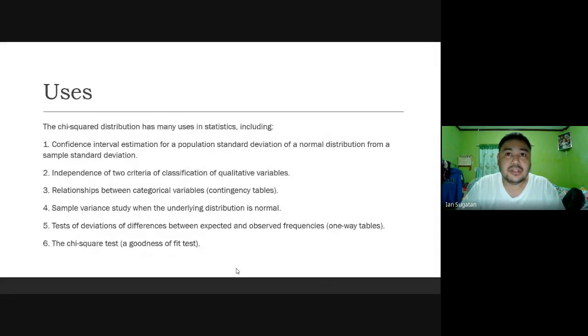So the chi-square there will determine the conjugation for each property. So if there are too many variables, guys, it can't be handled by ANOVA or the t-test alone. So therefore, you use another method to group a certain variable within a range of values.